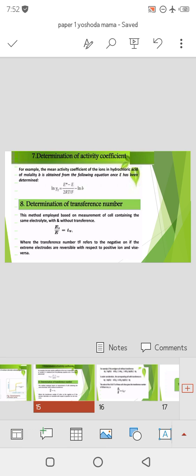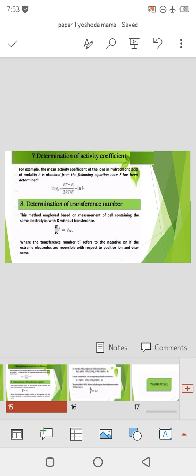So next one is the determination of transference number. The method employed is based on measurements of cells containing the same electrodes, with and without transference, E1 divided by E is equal to t. Here t refers to the transference number of the negative ion if the extreme electrodes are reversible with respect to the positive ion, and vice versa.